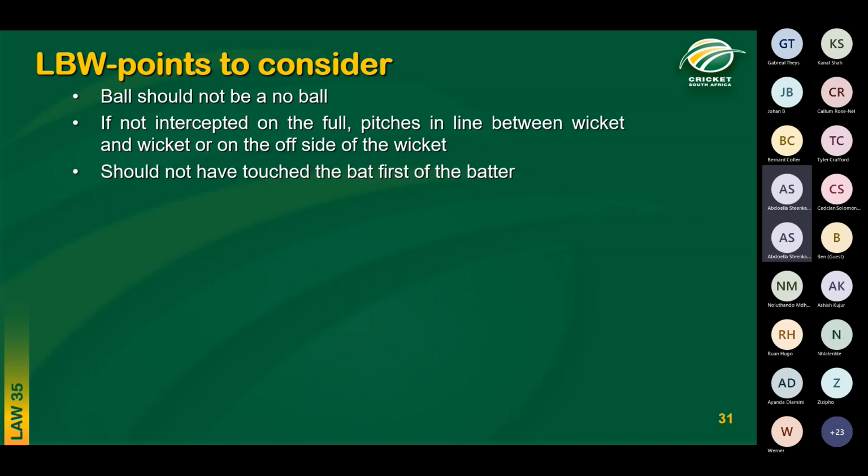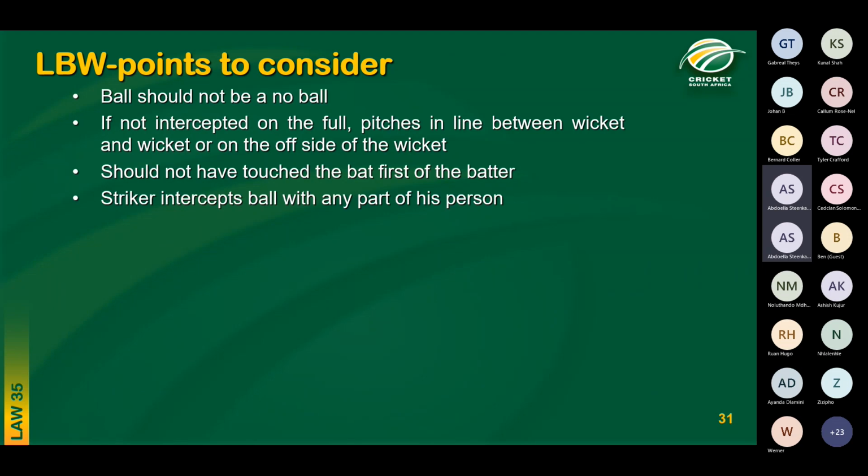Ball should not have touched the bat first of the striker. If the ball touches the bat first, striker can never be out LBW. You can consider an LBW appeal if it touches the pad or the person first and then goes against the bat. There's other points that you also need to consider. But if it touches the pad or person first and then goes against the bat, you can consider the LBW appeal. But if it touches the bat first and then goes against the pad or the person, never be out LBW.